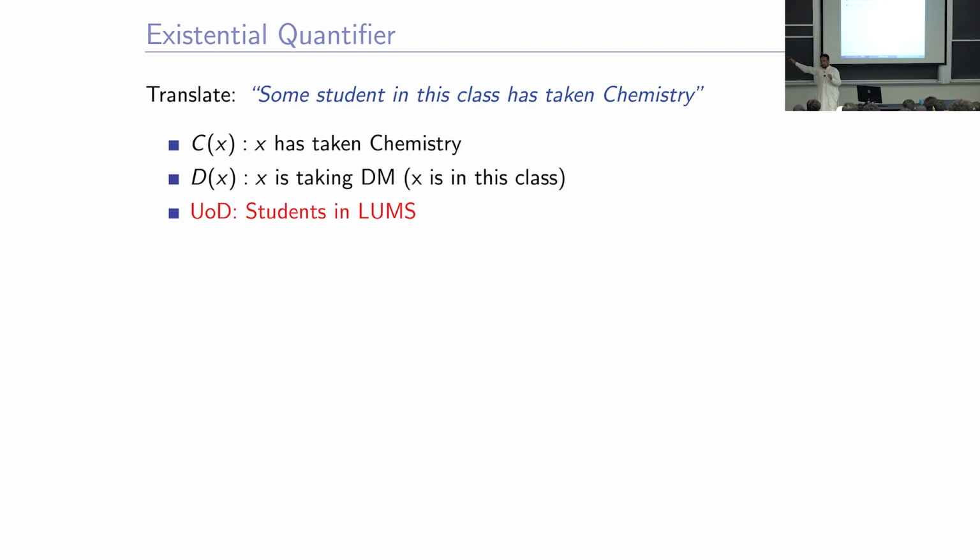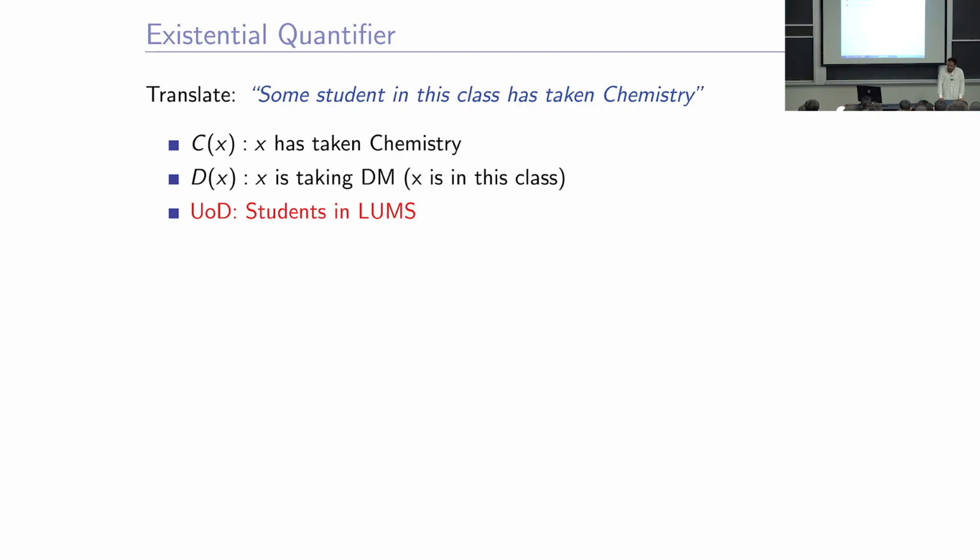Now, about that person in business school, D of x is false, and C of x is false, right? So the implication is true, right? This is not what the blue statement is saying. The blue statement is talking about people here. So the correct translation is: there exists someone in LUMS who is now taking discrete math and who has taken chemistry, right? That's what the blue statement is saying.